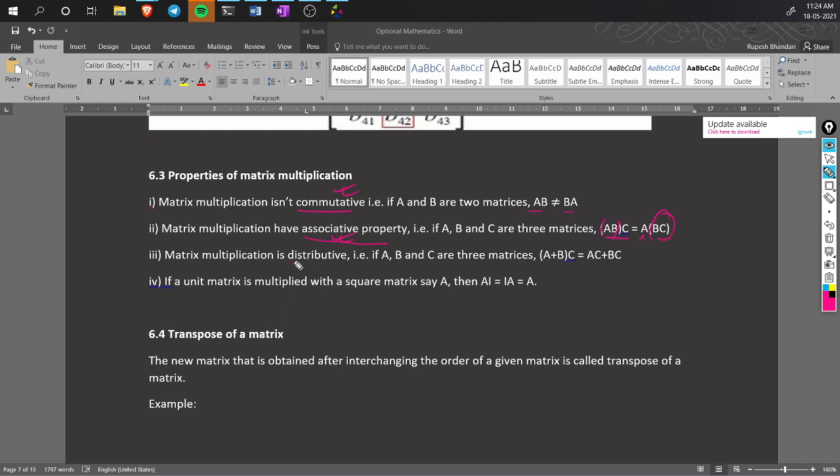It also has a distributive property, which just means that if you take common, A plus B is first of all added up and then you multiply it with C, right? That will be the same as if you multiply AC plus BC. Okay, so if you multiply AC first and then you add BC to it, it will be the same. Okay, that's called distributive property.